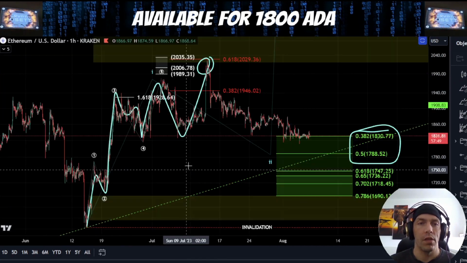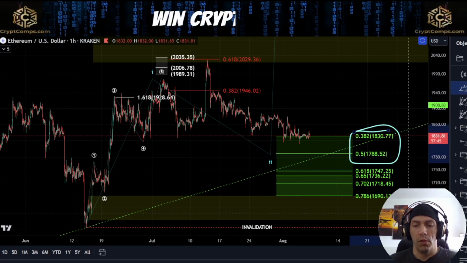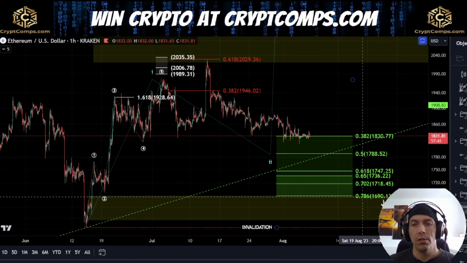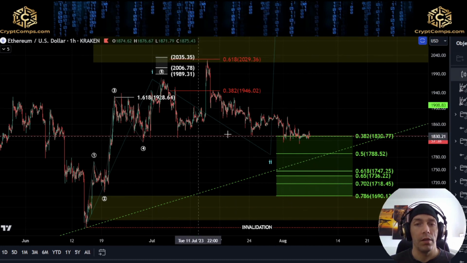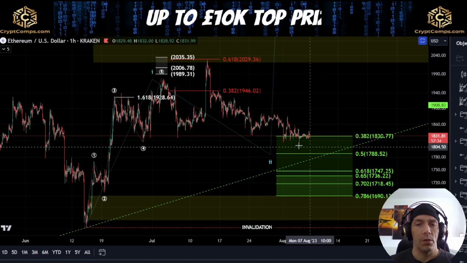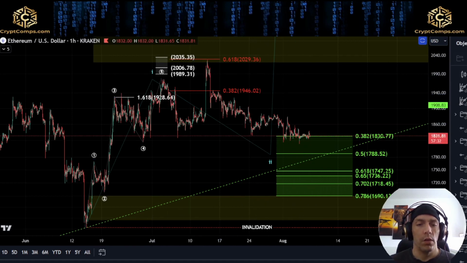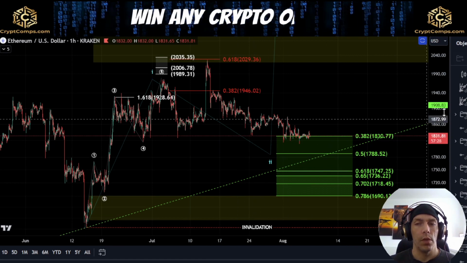But until we actually break this 1620, I'm going to be focusing on this idea of looking for support to come in this green box area. If we start to lose this 786 level, it becomes less likely that this is playing out, and ideally I'd like to see this turn around fairly soon because it is starting to drag out a little bit to the side here.